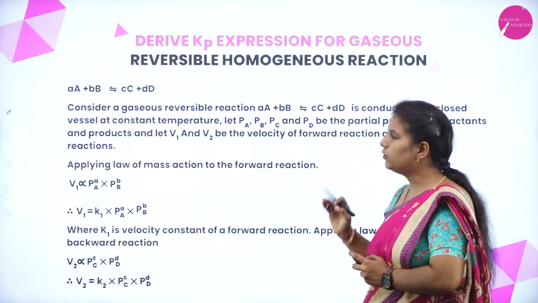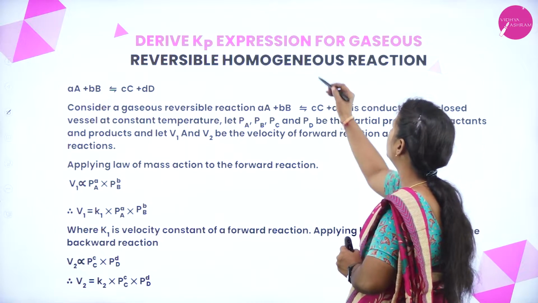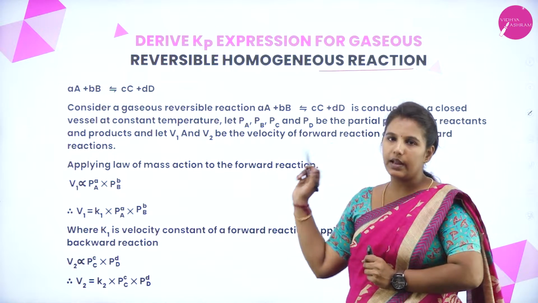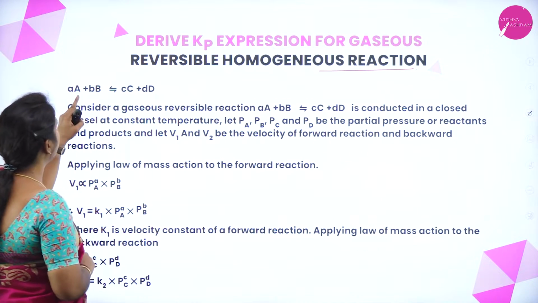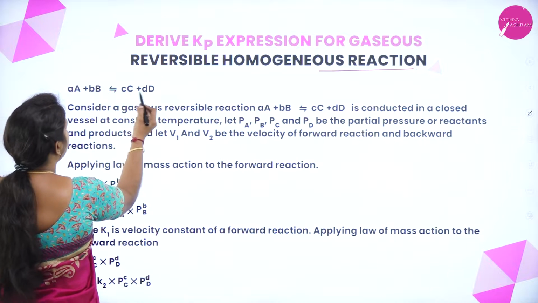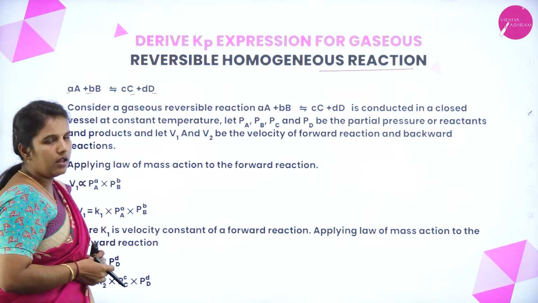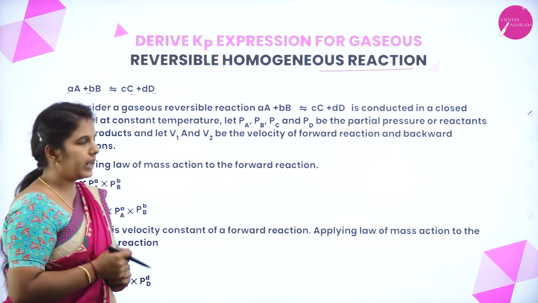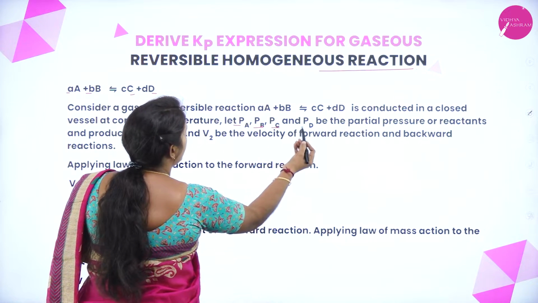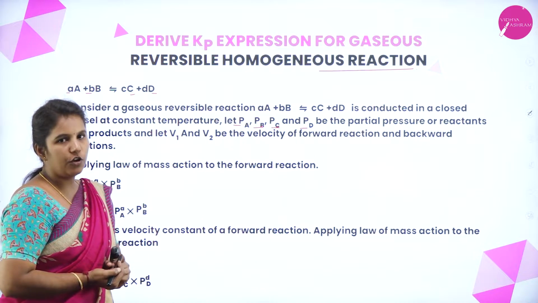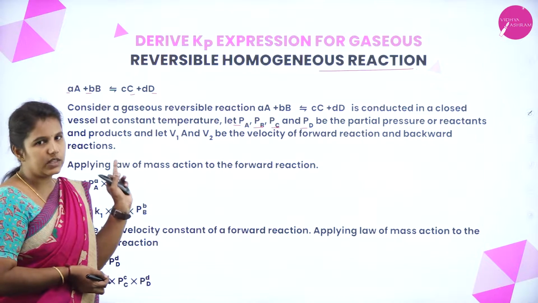First, let us see how to derive a Kp expression for a reversible homogeneous reaction, mainly for gases. Let us consider reactants A and B, which give products C and D. Remember, the small a, b, c and d are the stoichiometric coefficients and they are nothing but numbers. Let Pa, Pb, Pc and Pd be the partial pressures of the gases exerted by the reactants as well as the products.